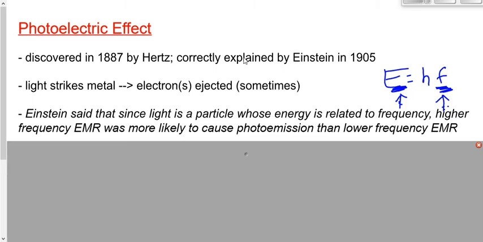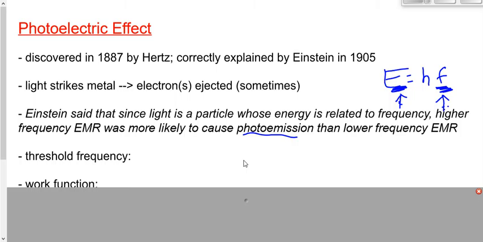You want photoemission? Photoemission means the ejection of electrons. You need more energy. You get more energy from higher frequencies. Remember yesterday the demonstration when we threw the paper, one piece of paper, nothing happened. 25 pieces of paper, nothing happened. We pretended to throw the calculator, what happens? An electron is ejected. A single photon causes it as long as it's more energetic. And it's more energetic because it's a different type, a higher frequency. So Einstein said that since light is a particle whose energy is related to the frequency, higher frequency EMR was more likely to cause emission than lower frequency EMR.